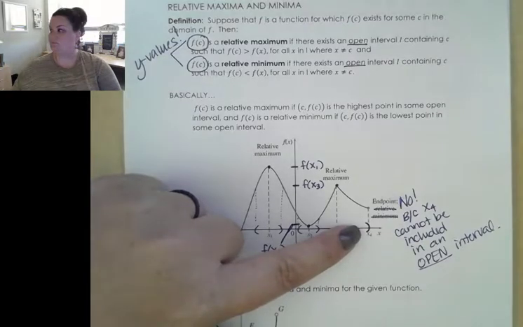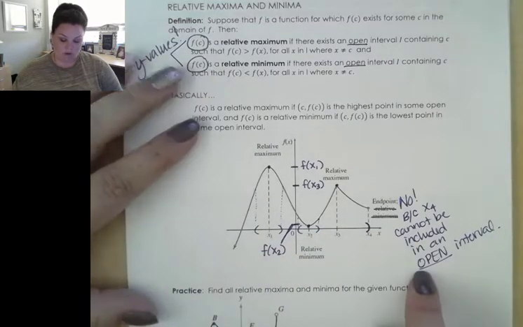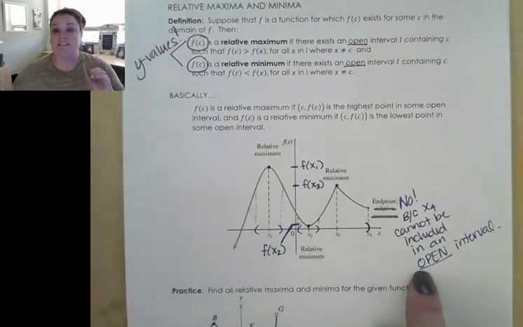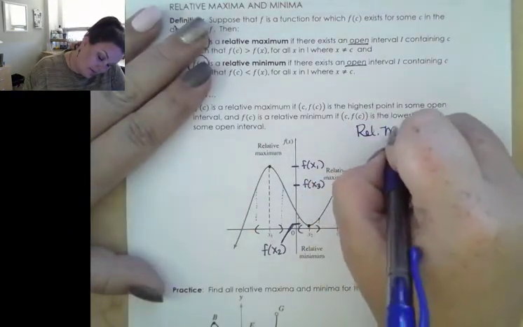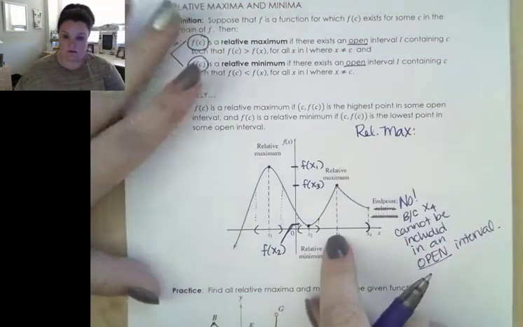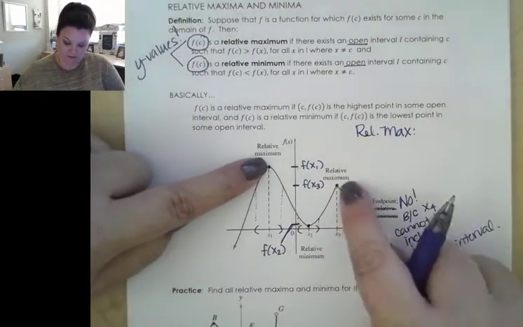okay? All right, so now that we know what our relative max and mins are, we just list their y values. So that means our relative maximums for this one would just be this point up here and this point here.